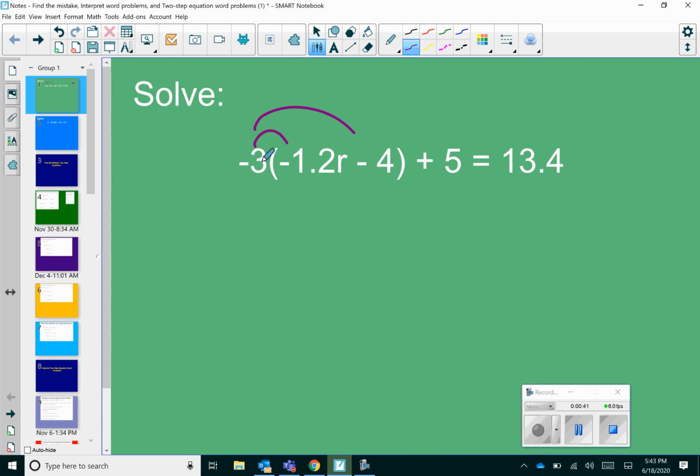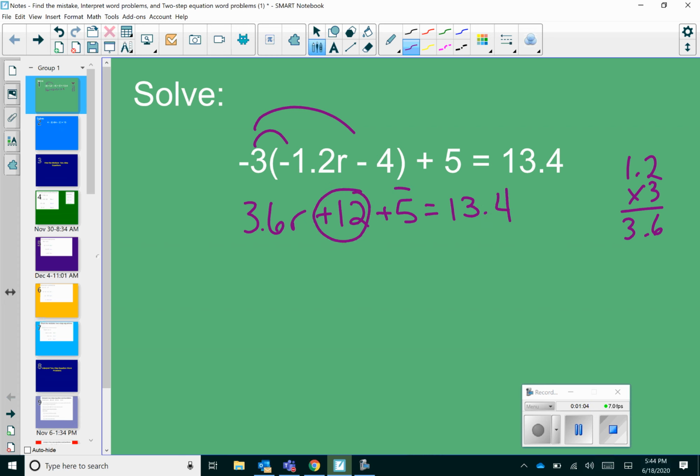So I've got a negative times a negative, which is going to give me a positive. And then off to the side, 1.2 times 3 is going to give me 3.6r. And then a negative 3 times a negative 4 gives me positive 12, plus 5 equals 13.4. I can combine my like terms here. 12 plus 5 gives me 17.